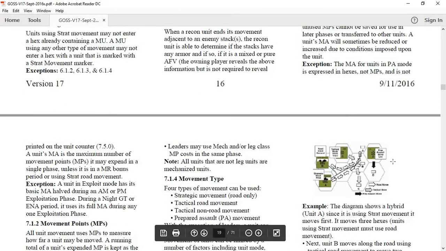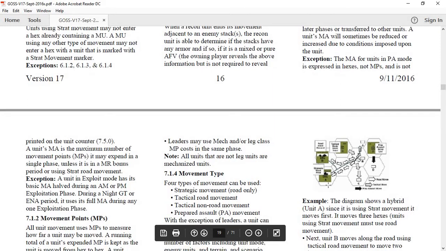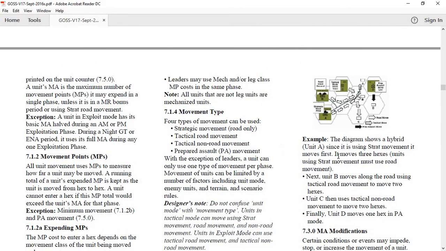That makes sense, actually. So here we have an example. The diagram shows a hybrid unit, hybrid unit A right there. Since it is using strat movement, it moves first. It moves 3 hexes. Units using strat movement must use road movement. So 1, 2, 3.